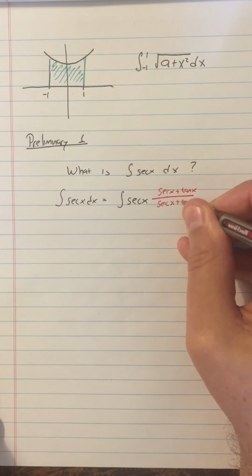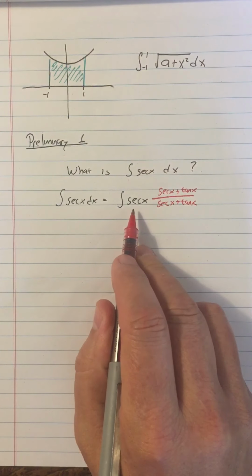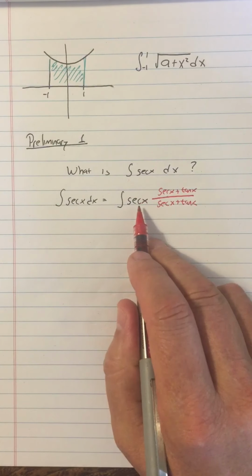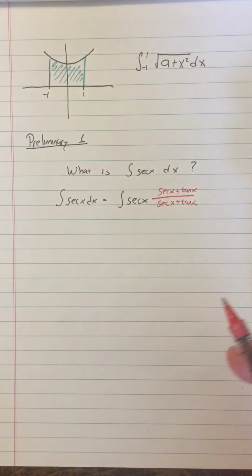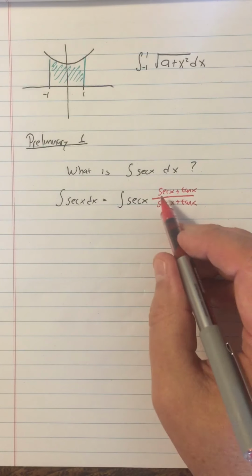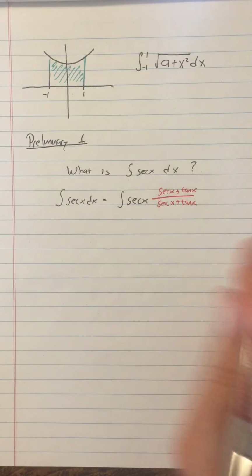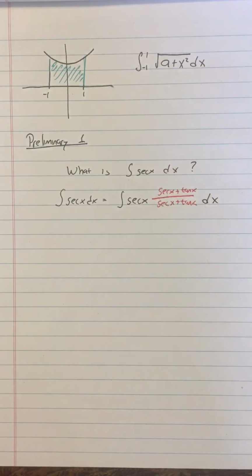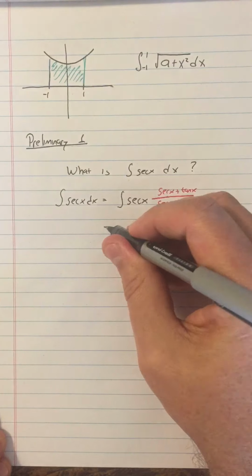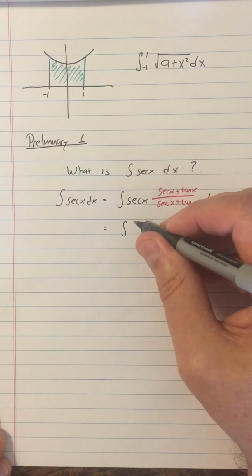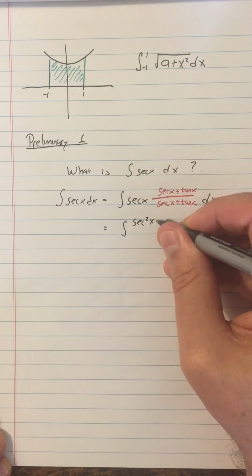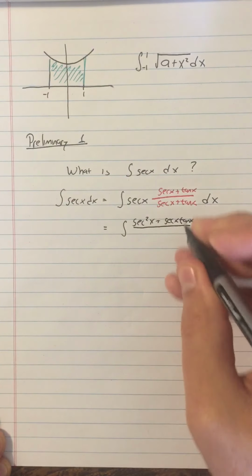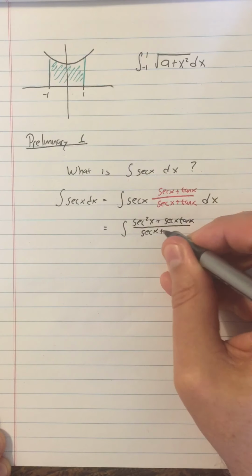I don't know what the antiderivative of secant is, but I do know what the antiderivative of secant squared is, and I know the antiderivative of secant tangent. So I'm going to get those things that I know, by multiplying really by 1. I multiply by what I want and simultaneously cancel it out, so I haven't changed what I have. Now I have the integral of, distributing out the top, secant squared x plus secant x tangent x, over secant plus tangent in the denominator.